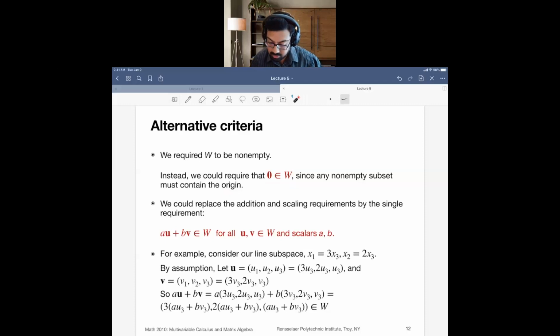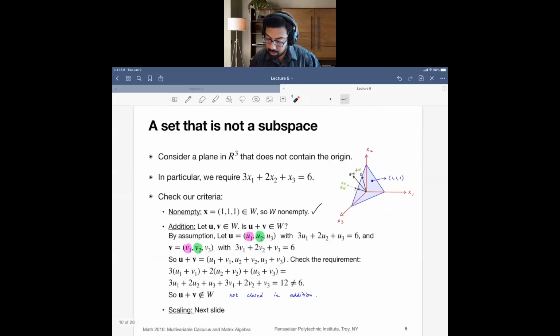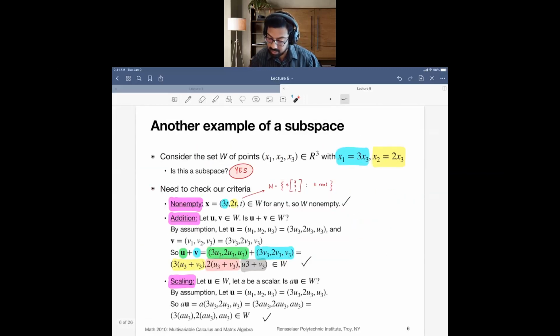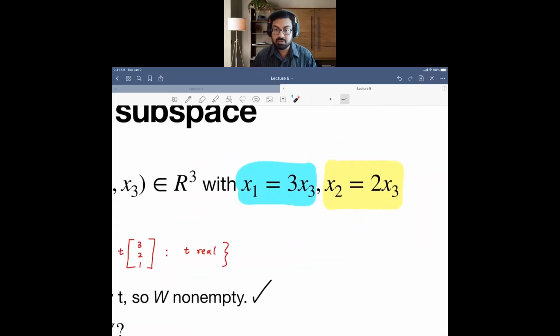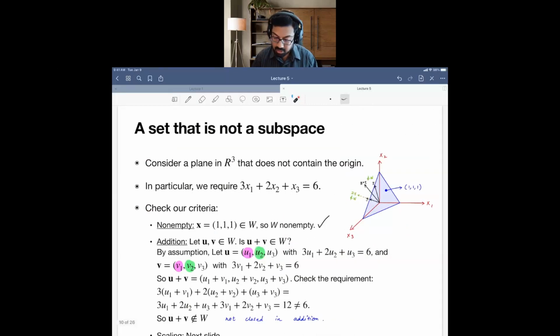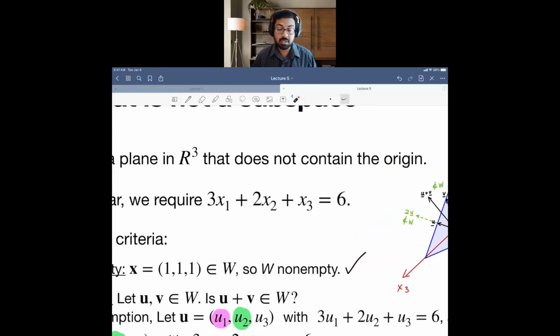And it did, right? For example, over here, I could quickly check that. Let's see, where was that? Right here. If I put the 0, so x3 is 0, x2 is 0, x1 is 0, then it satisfies this criteria. So 0 belongs to W, which means that it is not empty. However, over here it fails. This particular 0, 0, 0, well, it doesn't satisfy. So the origin does not belong to W over here.